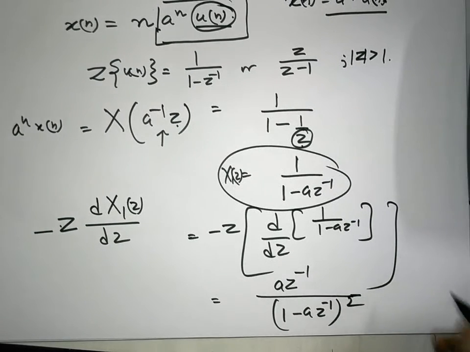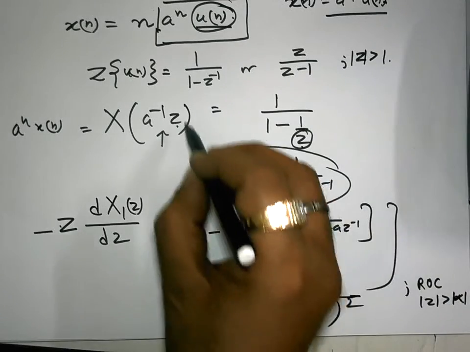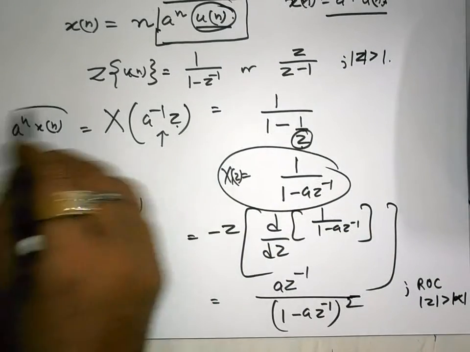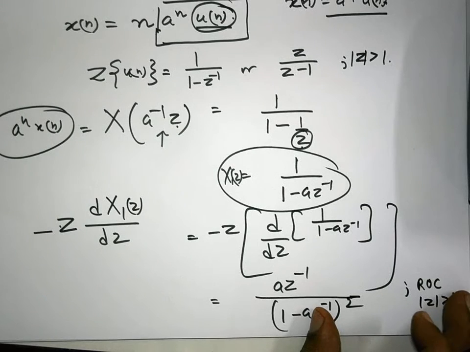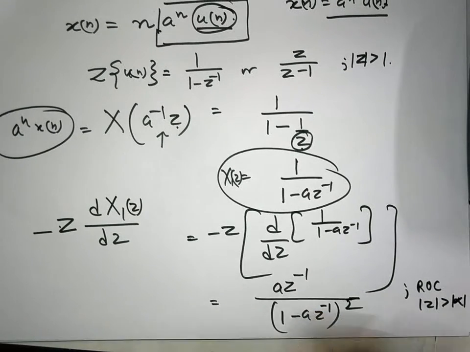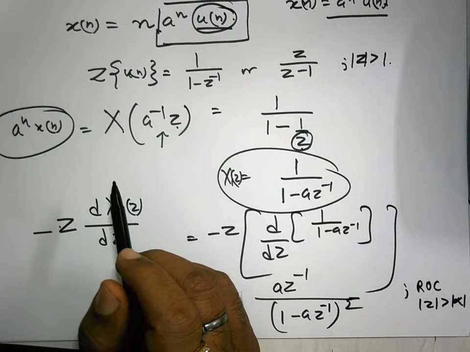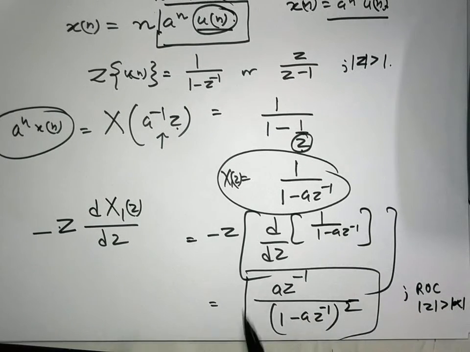So the ROC comes from here. The ROC is the same: the ROC is mod z greater than mod alpha. The ROC comes from this relation itself, for x[n]. So this way you can evaluate the Z transform of the signal n a^n u[n], and this is the Z transform of this signal.